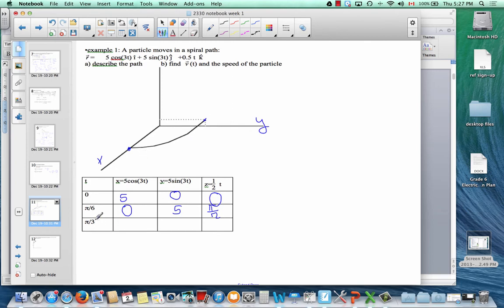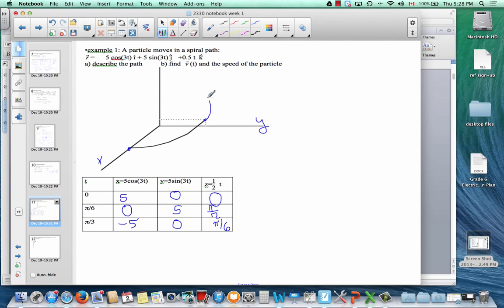Now the next key time will be, say, pi over 3. 3 pi's over 3 is pi. Cos of pi is -1. Sine of pi is 0. And then a half of pi over 3 is pi over 6. So you see that over time, the z value is increasing. But what's happening with the x and y is they're just circling around.